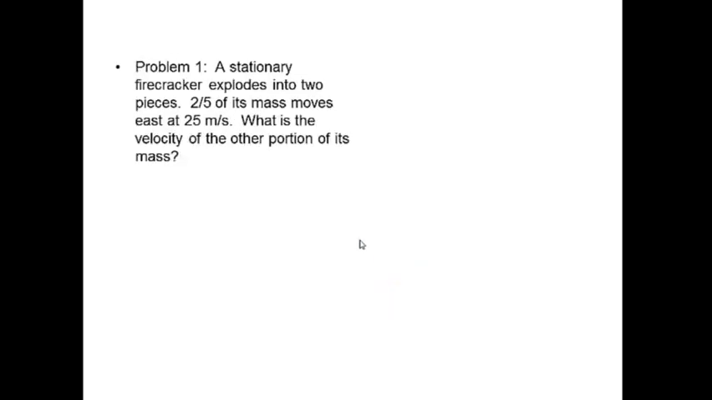Alright, so here's an example problem. A stationary firecracker explodes into two pieces. 2/5 of its mass moves east. What is the velocity of the other portion? So we're going to go ahead and do this. We have our firecracker initially, and then the firecracker after the explosion. It's not too bad of an exploding firecracker. One is going this way, one is going this way.